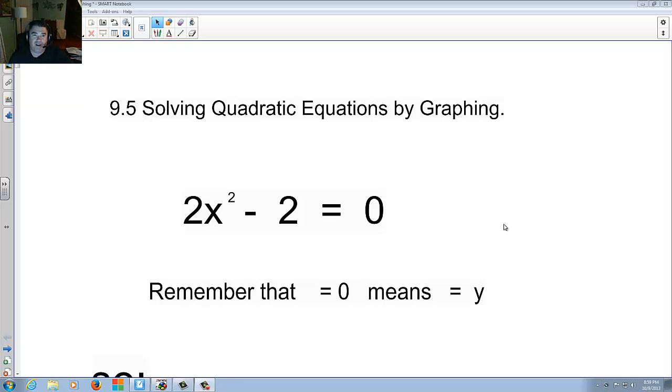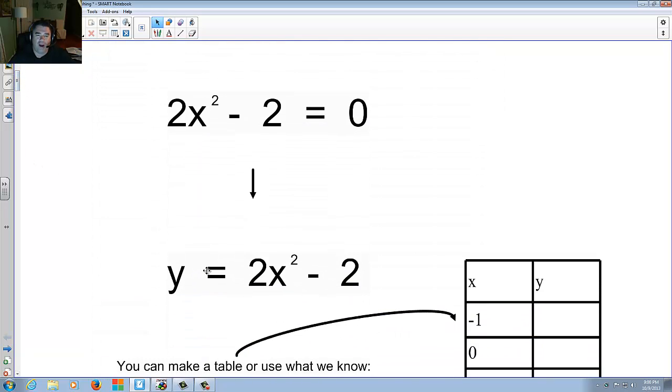Today, 9-5, solving quadratic equations by graphing. Why it's easier than getting in and out of the tub. So our first thing we have here is 2x squared minus 2 equals 0. Remember that equals 0 also means equals y. So I can change this to y equals 2x squared minus 2.